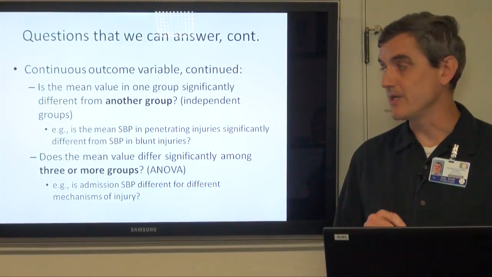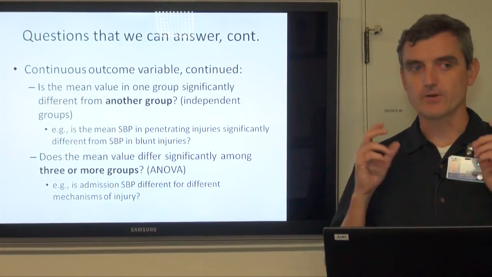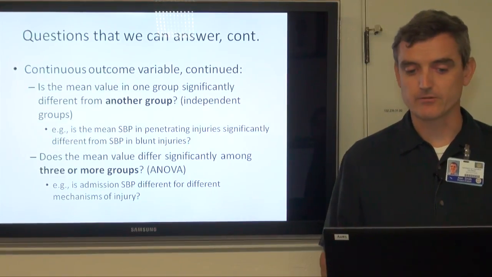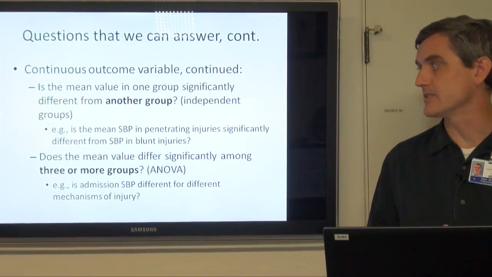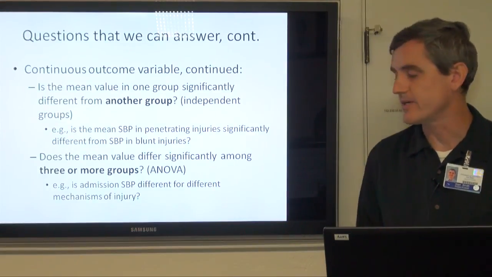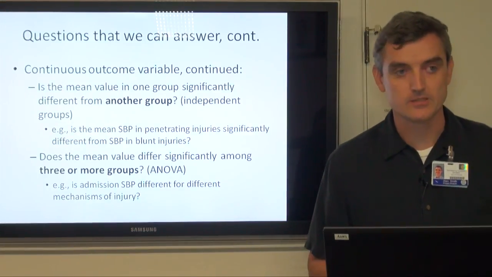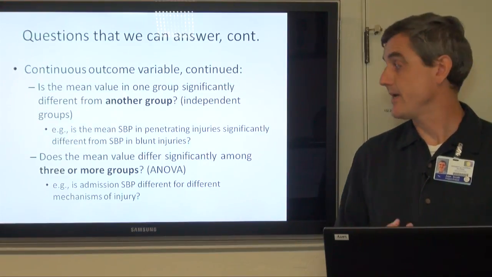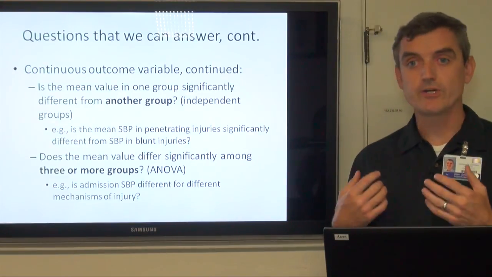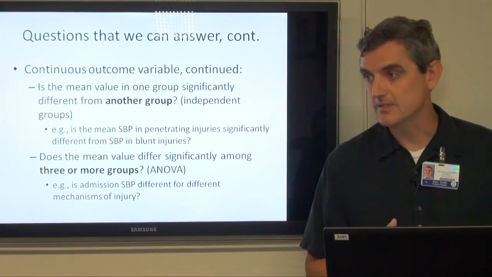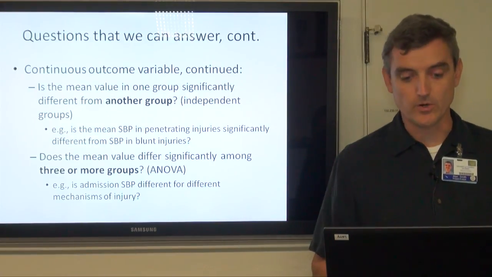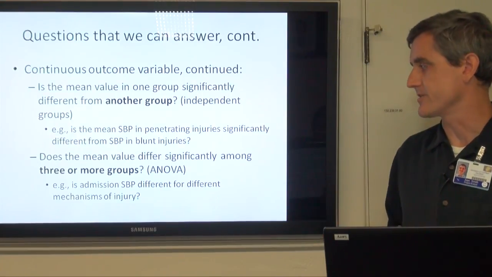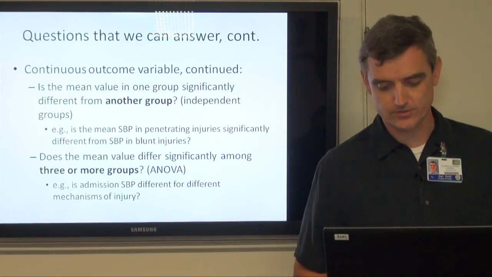Whether the mean value in one group is different from another group. So those are independent groups. The example here is whether the mean systolic blood pressure in penetrating injuries is significantly different from systolic blood pressure in blunt injuries. And you can even throw in 3 or more groups, and that's just going to tell you whether there's a difference in there somewhere. So is admission systolic blood pressure different for different mechanisms of injury?